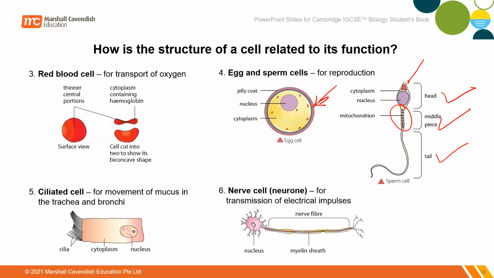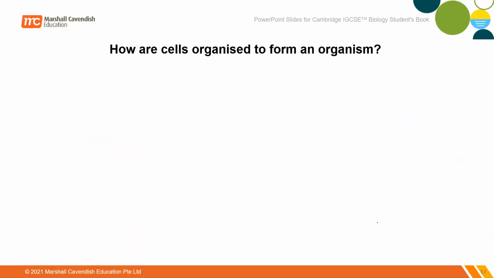Ciliated cells are for movement of mucus in the trachea and bronchi. The nerve cell is a tree-like structure responsible for transmission of electrical signals. So it has an axon, and this axon is insulated with a myelin sheath, because, as you know, our body is a good conductor of electricity, and during transmission of signals, we are talking about a lot of electrical signals and electrical ions.